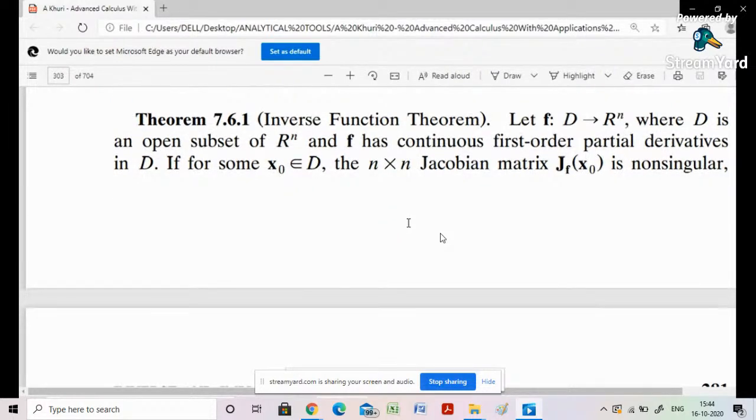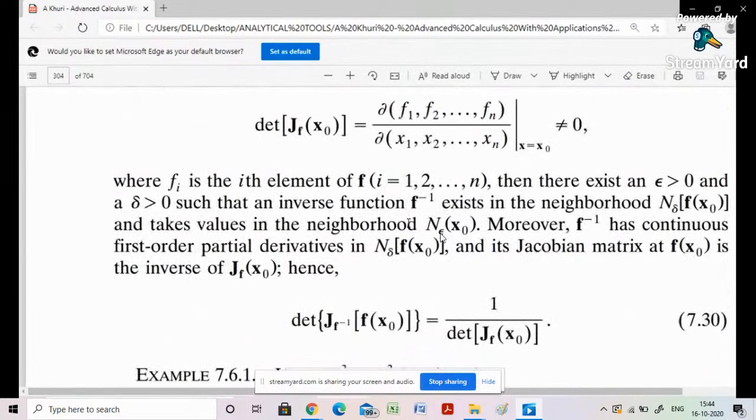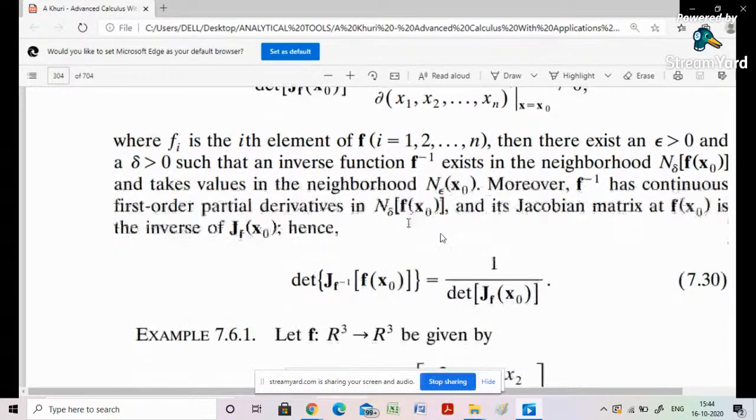Second is Jf of x naught is non-singular. Then the inverse exists, and moreover the inverse has continuous first order partial derivatives in a neighborhood of f of x naught. And its Jacobian matrix at f of x naught is the inverse of Jf of x naught, and determinant of Jf inverse of f of x naught equals 1 by determinant of Jf of x naught. So that is the result.